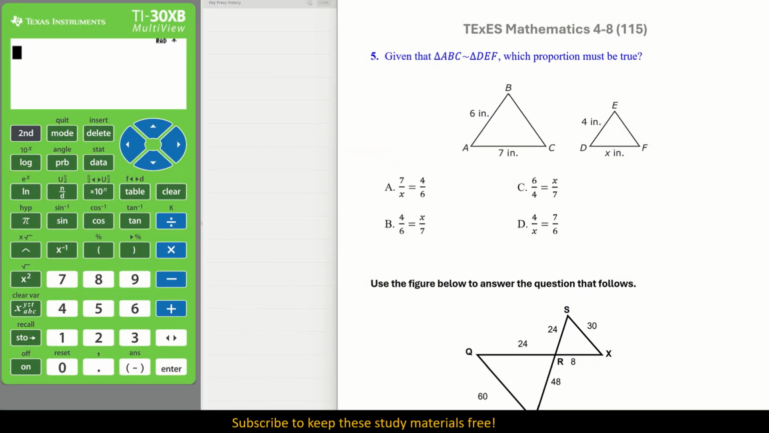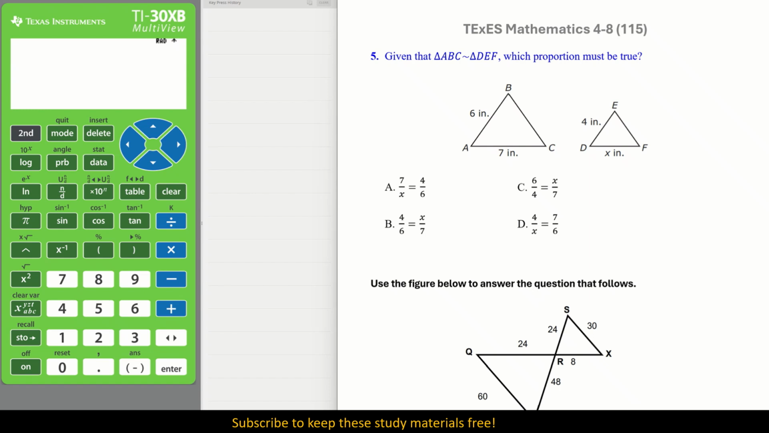Number 5: given that triangle ABC is similar to triangle DEF, which proportion must be true? Okay, this is using the same notation for the triangles. However, the triangles are quite different. But what we do need to do is pay attention to the proportion. There's more than one way to write that, so we just have to be consistent.